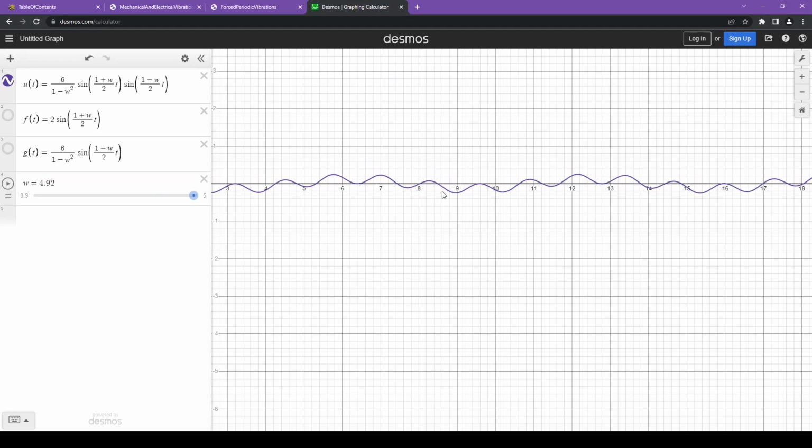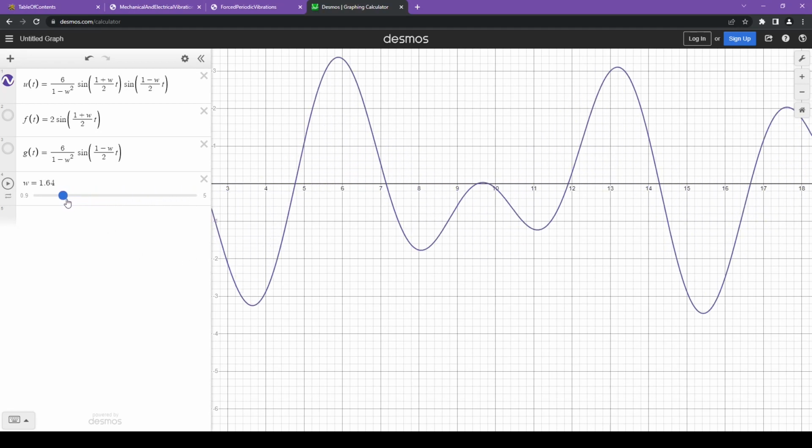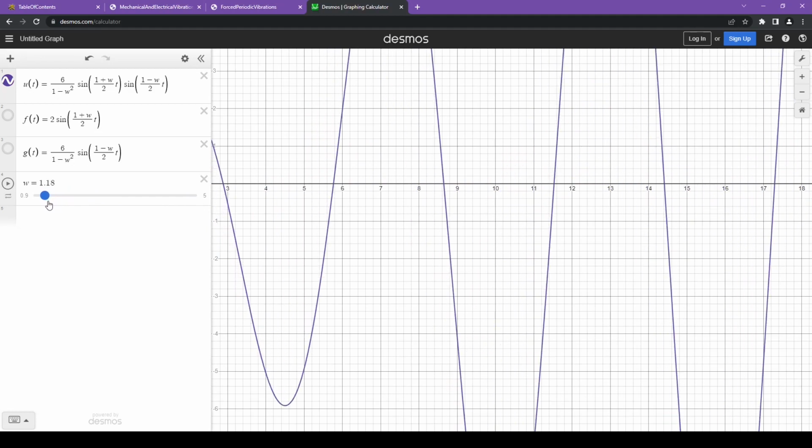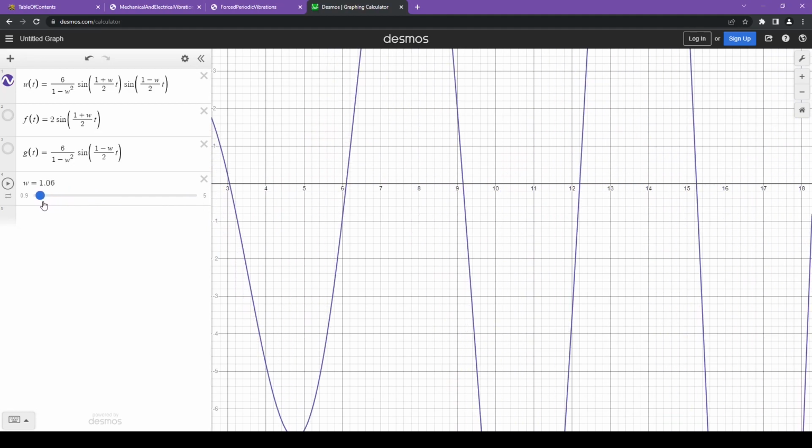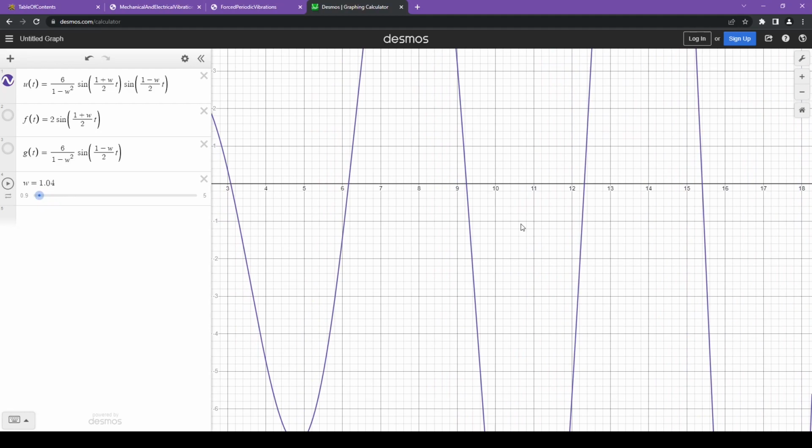So the resonance phenomenon will happen if we approach the natural frequency from above or below, though. Okay, so numbers slightly larger than 1 are really bad. Numbers slightly smaller than 1 are really bad. That should be fairly obvious from the fact that we have 1 minus omega squared in the denominator. Things that make that close to 0 are bad, which is why it's nice to have it written in this form.